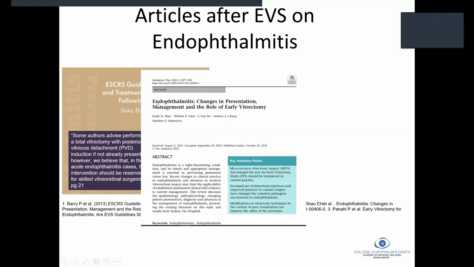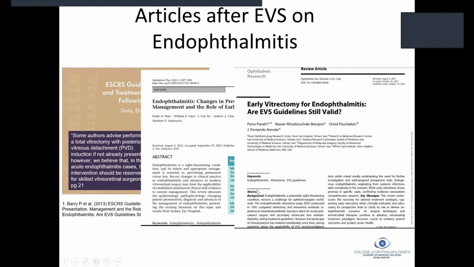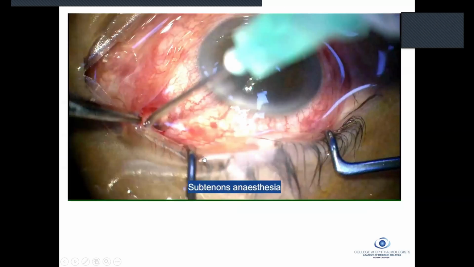And you can see now the movement towards the role of early vitrectomy, especially now that our incision sizes are much, much smaller. And we've got better medications that are available to be used. For example, oxyfloxacin, ciprofloxacin, are much better than what we had in the EVS time. And really, we need a new study to tell us whether early vitrectomy is something that we can adopt.